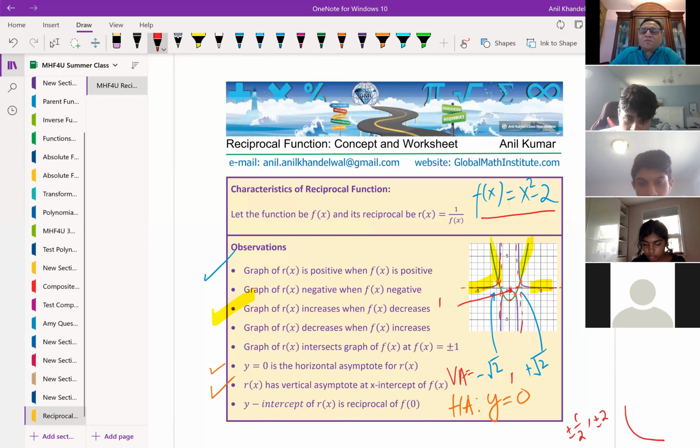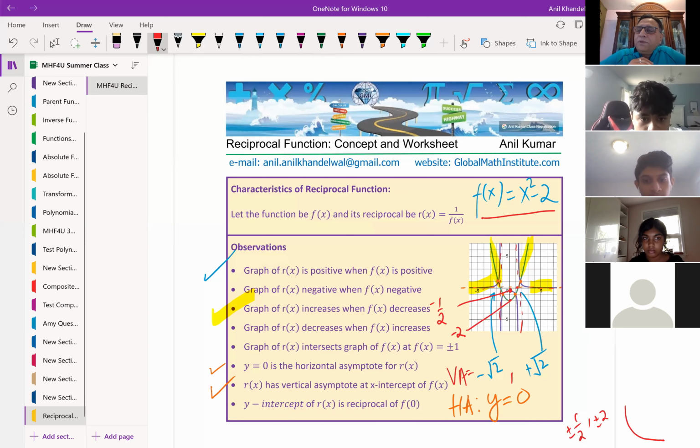Okay, that's where it touches the y-axis. So it's the reciprocal of f of 0, right? I should write minus, right? And this is minus 2. Do you see that? On the right function, the y-intercept was at minus 2. So on the reciprocal, it is at minus half. Reciprocal means 1 over that value, correct? You got the key points of your reciprocal function just from the sketch of the graph.